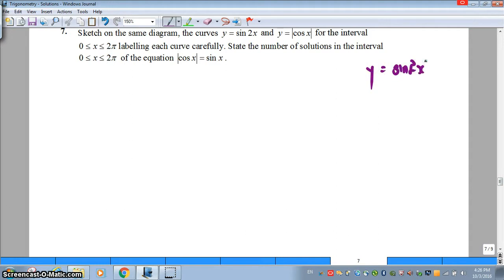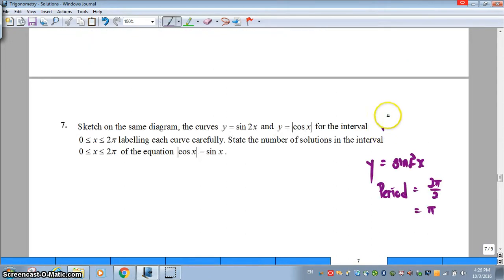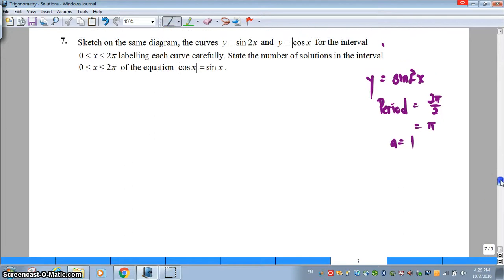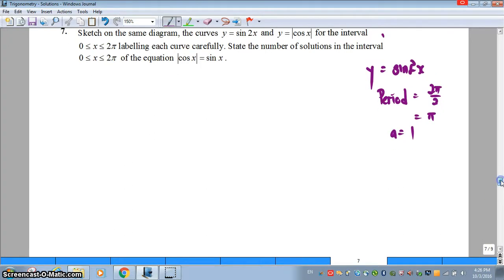Do you know what is the period? Take note. Period in this case is 2 pi divided by 2, which is equal to pi. And what is the amplitude? It's actually equal to 1. So, I'm ready to sketch my curve for sine 2x.